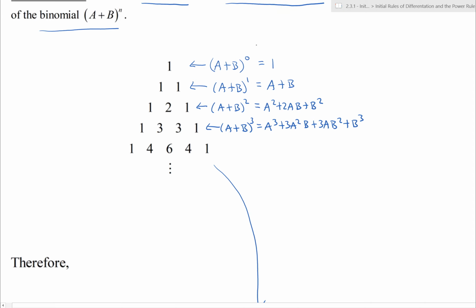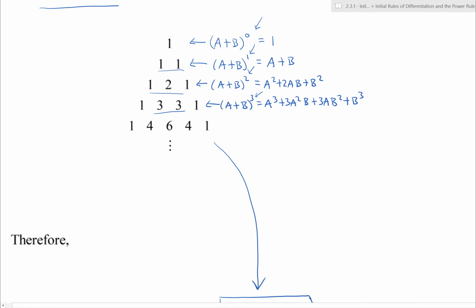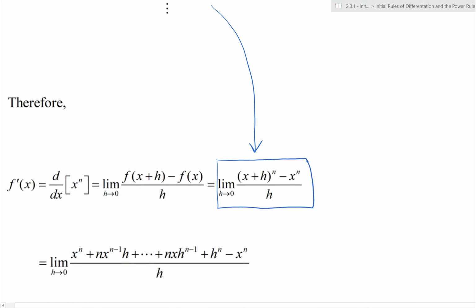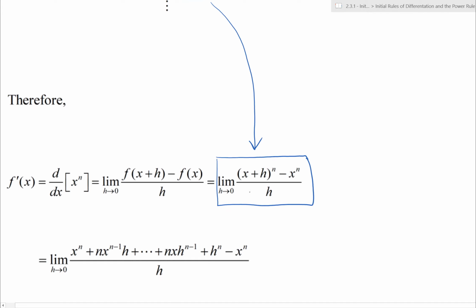When you look at the little exponents here, 0, 1, 2, 3, and so on, you notice that those exponents appear throughout each of the corresponding rows. And of course, the first coefficient is always a 1, the last coefficient is always a 1, and then there's stuff in between. Now, when we take that into consideration, and I rewrite (x plus h) to the n here, that's all of this stuff right here.